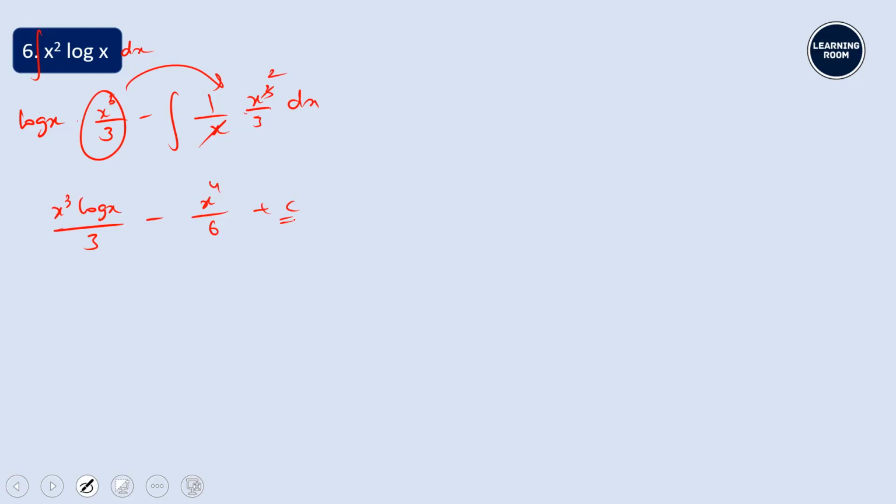No. It is x cube by 6 plus c. Correct. Just check the answer at the back. X cube log x by 3 minus x cube by 6 plus c. For log you generally don't need ILATE, because log is getting differentiated.